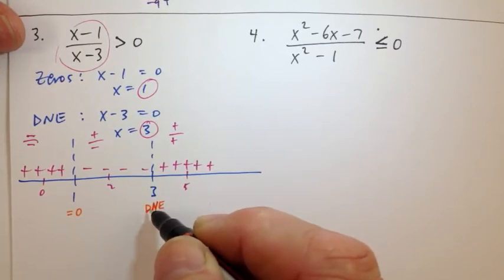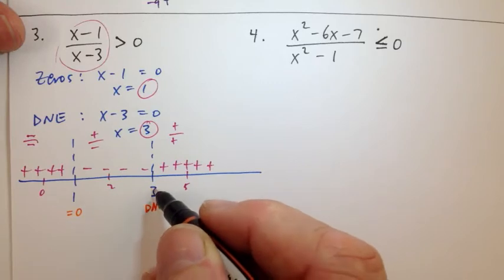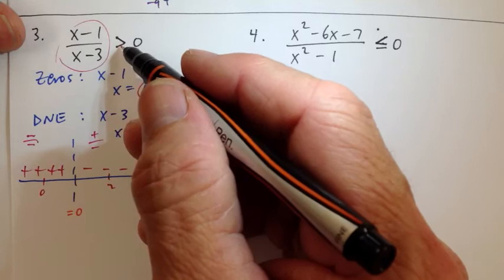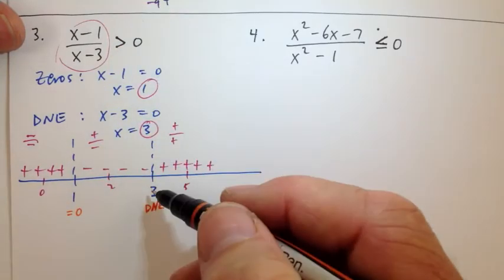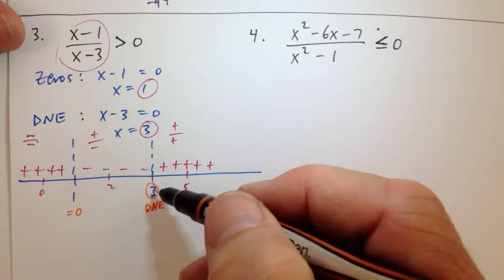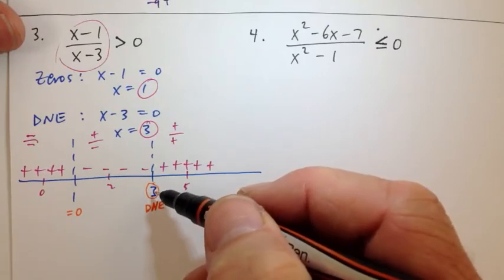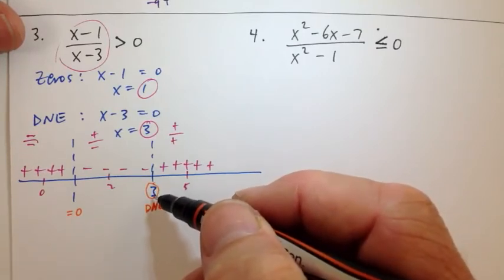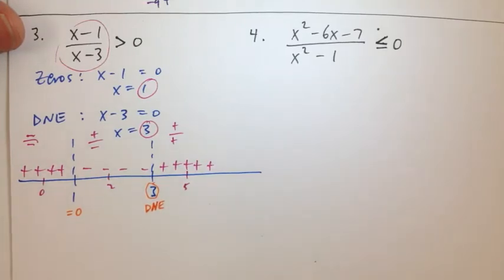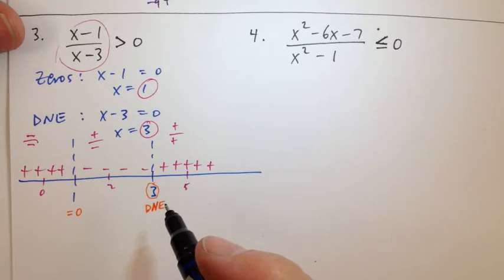Because if you have a D and E underneath a number, whether it's greater than or equal to or less than or equal to, you'll never include this value in the solution because you can't. The function's values never exist when you have a D and E there. That's why you put the D and E there. So now again, we've got everything we need.